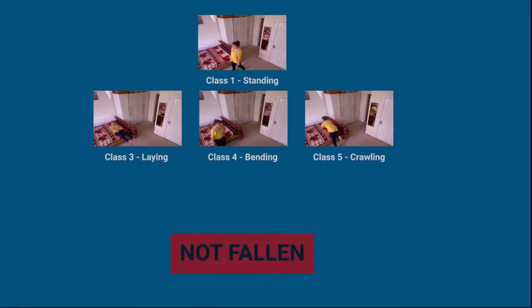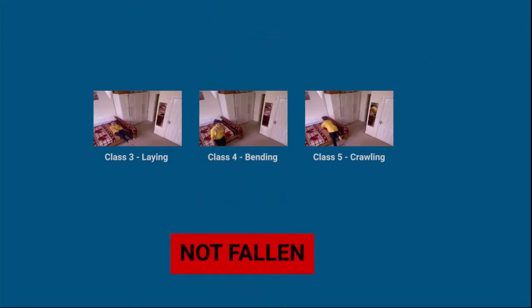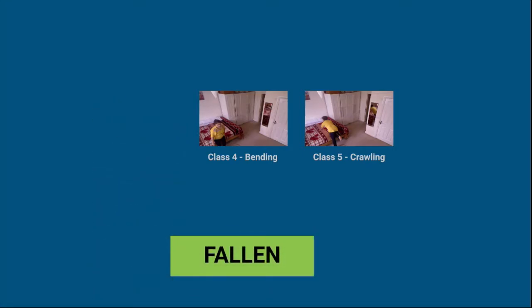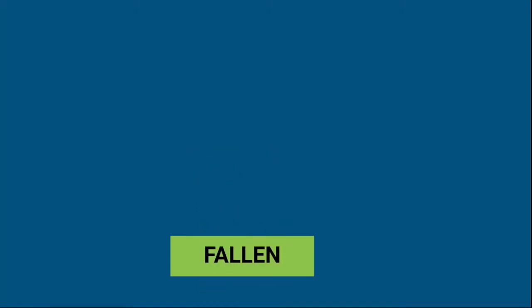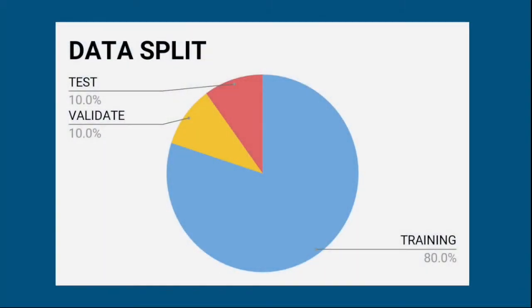Images in the class standing were labeled as not fallen, and images in the classes lying, crawling, and bending were labeled as fallen to allow for only binary classification, rather than requiring the model to classify each of these physical positions. The split of data was approximately 80%, 10%, and 10% for training, validation, and testing respectively.